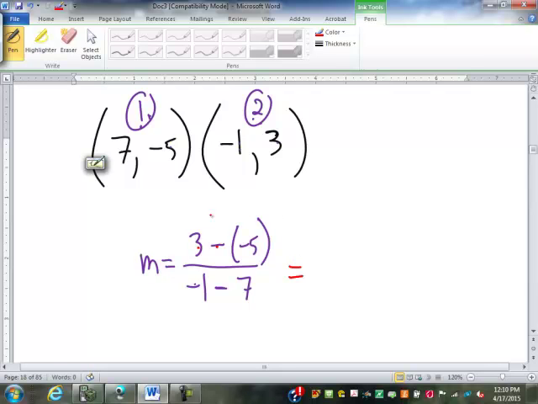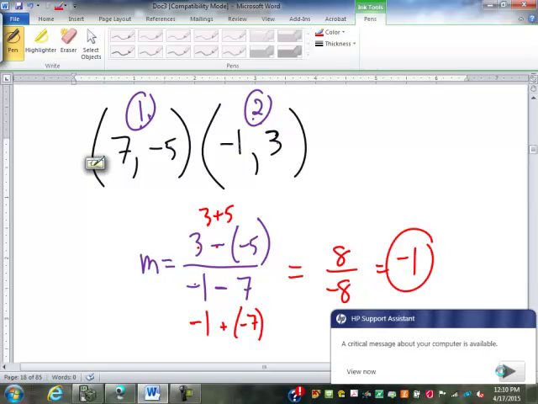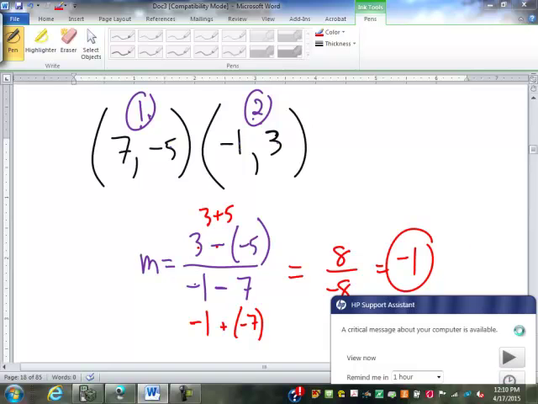So 3 minus a negative 5 becomes 3 plus 5, or 8. Negative 1 minus 7 is a negative 1 plus a negative 7, or negative 8. 8 over a negative 8 is a negative 1. So negative 1, or negative 1 over 1, would be your slope.